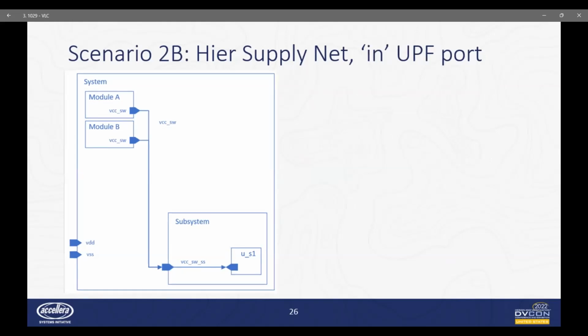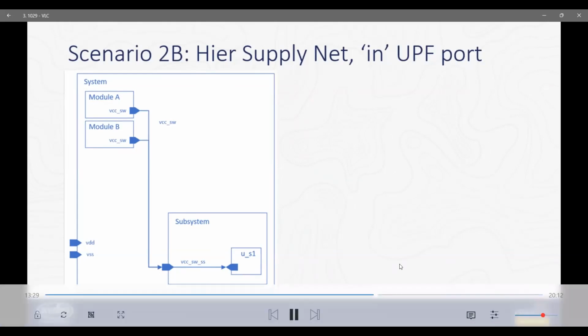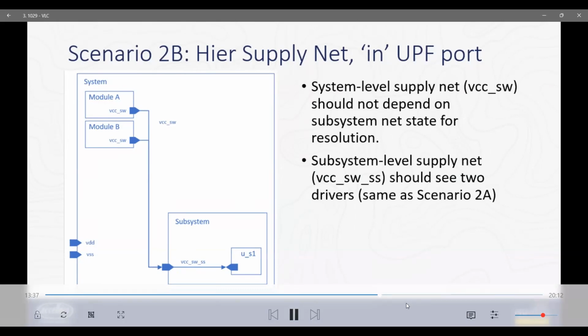In the third and final variation, the UPF hierarchical port was declared as an input. In this configuration, the subsystem switch state should not affect the resolution of the system-level supply net VCC switched. However, the subsystem supply net VCC switch subsystem should see the same drivers as in scenario 2A, meaning it should only resolve to full on when all three drivers are full on.